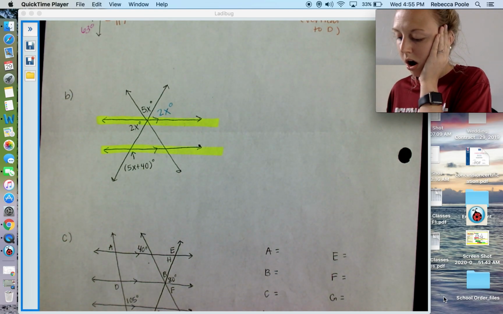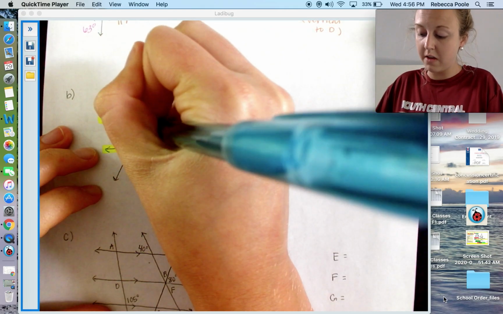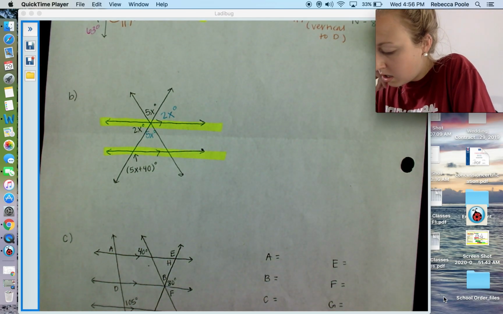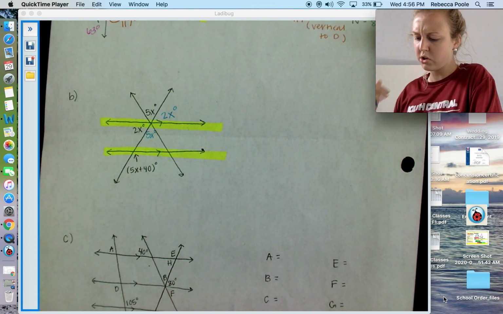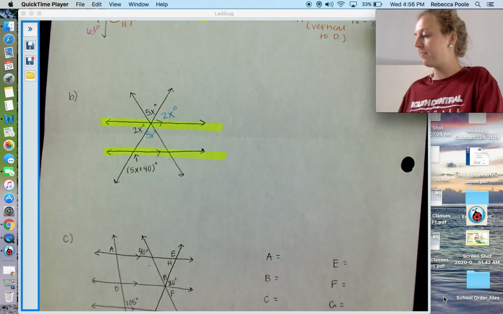And you could bring the 5x down instead if you wanted to do that. You don't have to do it that way. I'm looking. This is really tricky just because the transversals are weird. Y'all are like, what is Miss Poole doing? All right.